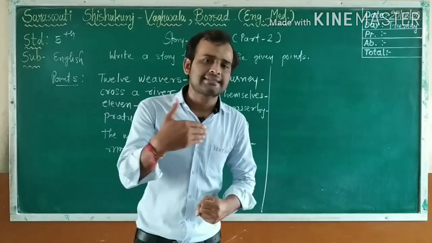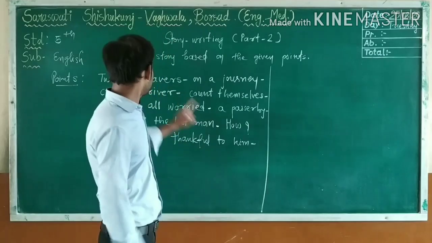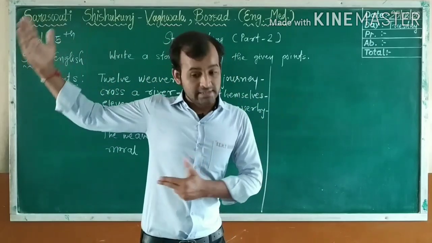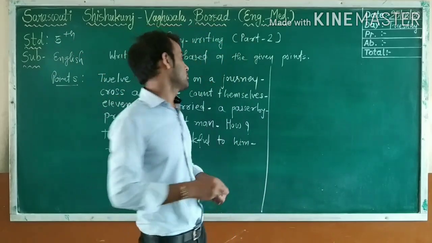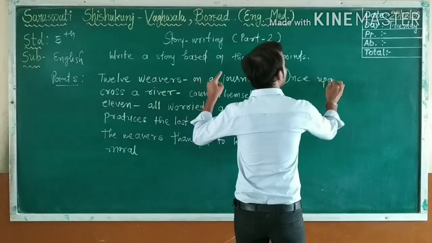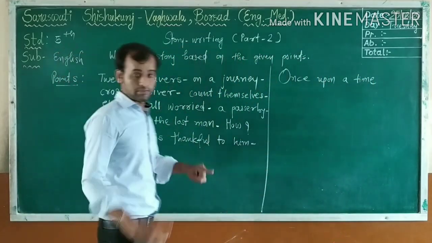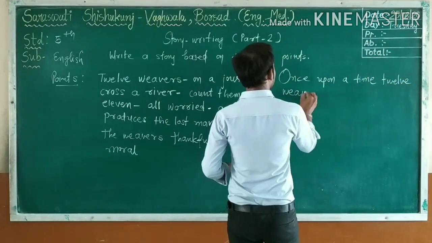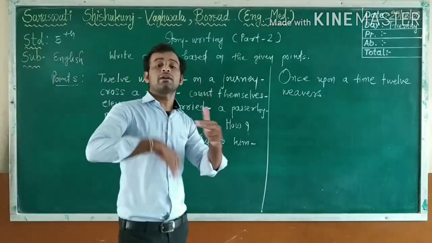So dear students, let's start our story. How to frame sentences, please. First, 12 weavers. You can start with Once upon a time. Once upon a time, 12 weavers, on a journey.